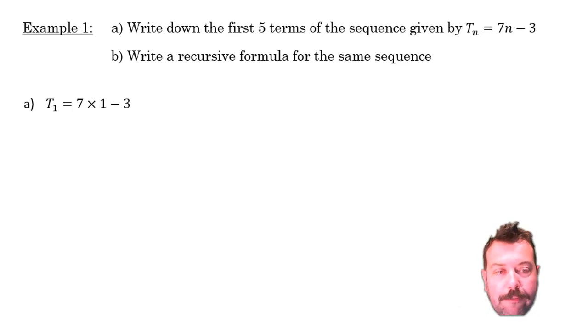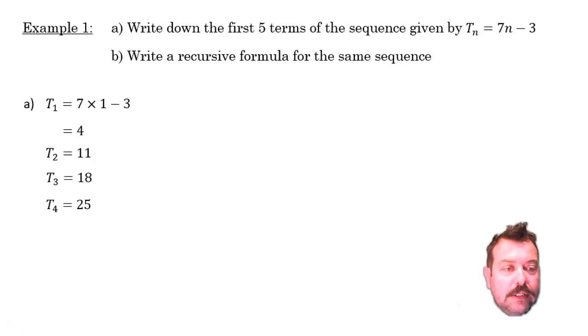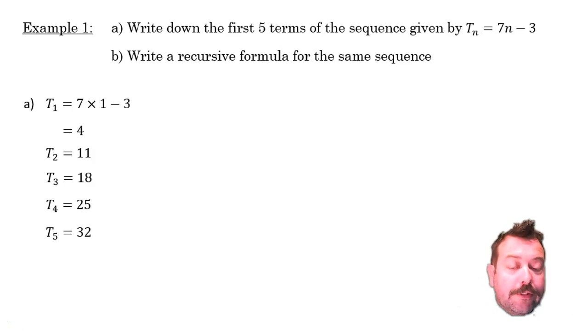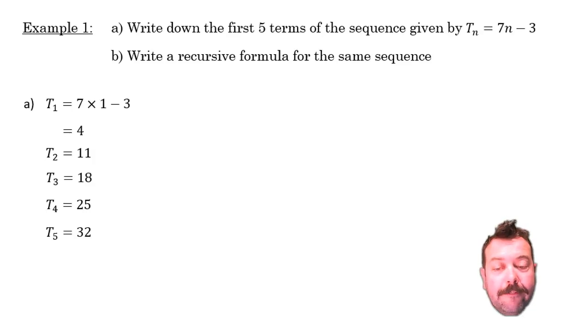So my first term is 7 times 1 minus 3, which is 4. My second term is 7 times 2 minus 3, which is 11. The third term, 7 times 3 minus 3, 7 times 4 minus 3, and 7 times 5 minus 3 will be 32. There's the first 5 terms.